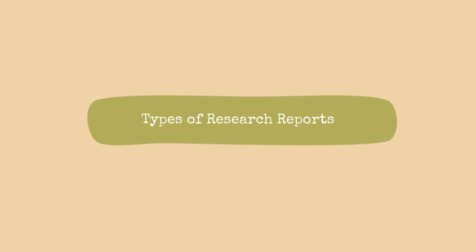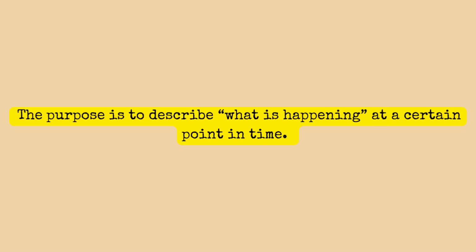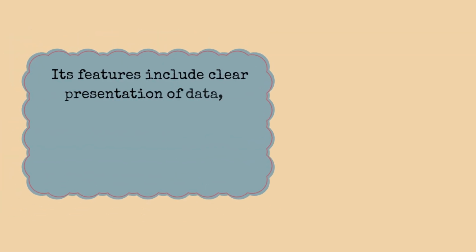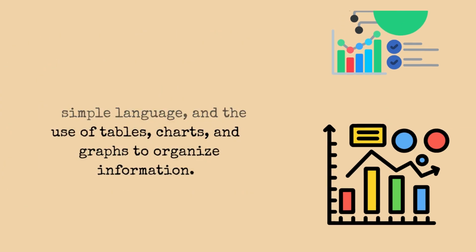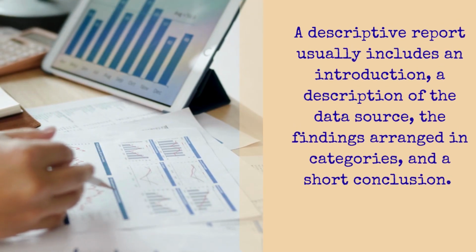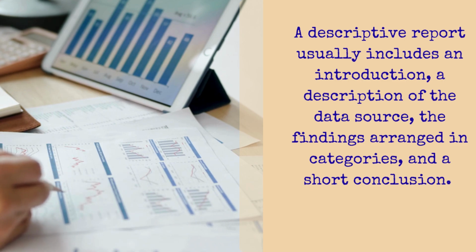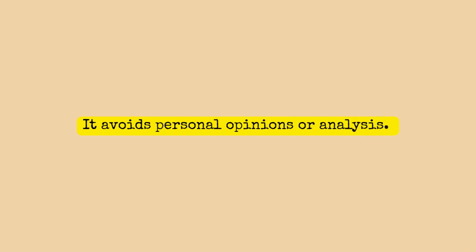Types of research reports. A descriptive report is a research report that simply presents facts, observations, and data without adding any explanation or judgment. The purpose is to describe what is happening at a certain point in time. Its features include clear presentation of data, simple language, and the use of tables, charts, and graphs to organize information. A descriptive report usually includes an introduction, a description of the data source, the findings arranged in categories, and a short conclusion. It avoids personal opinions or analysis.